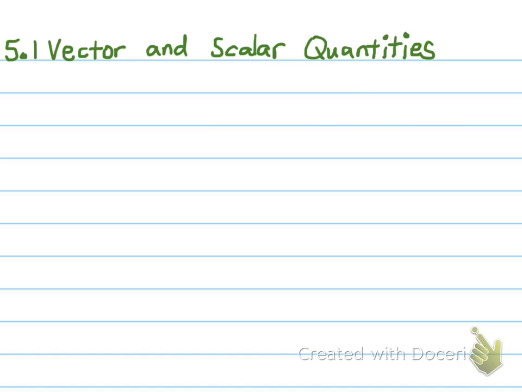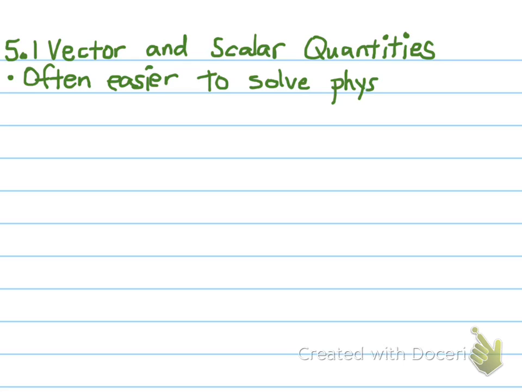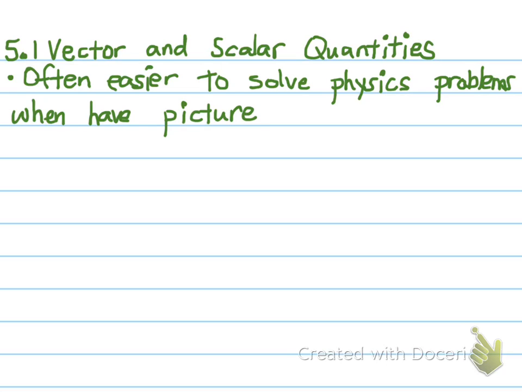So section 5.1 is titled Vector and Scalar Quantities, and it's really sort of a review. We talked about this before, about what vector and scalar quantities are. It is often easier to solve physics problems when you have a picture. And so you're going to see that I often am going to draw a picture before I solve a problem.